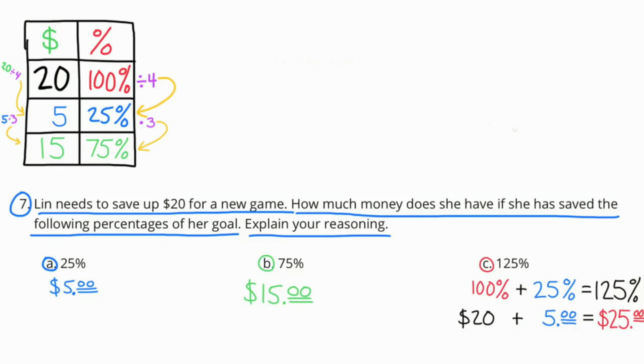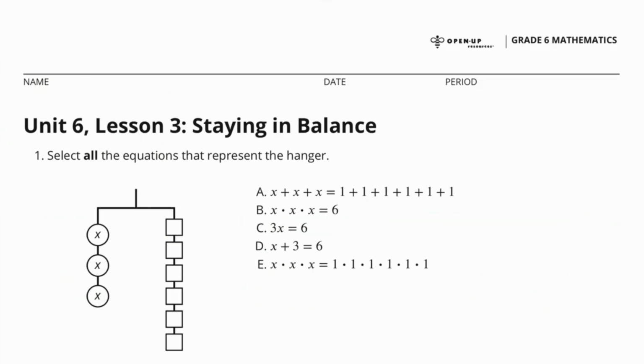125% of her goal. Well, 100% of her goal would be $20, and 25% of her goal is $5. So $20 plus $5 is $25. 125% of her goal is $25.